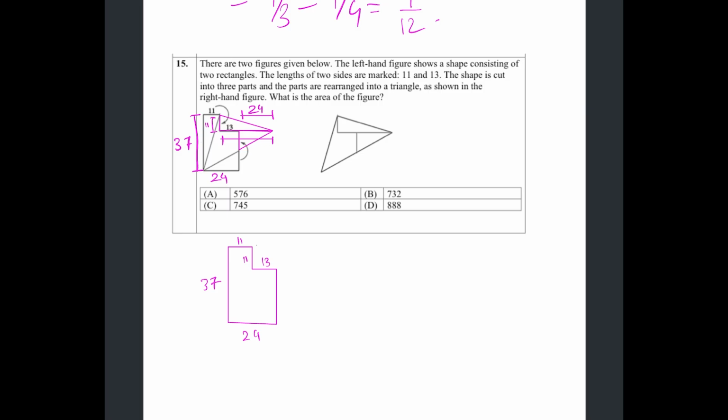So let's find the area. The area is 37 into 24 minus 11 into 13. This missing area, because we're doing the area of this whole rectangle minus this small area, which gives us 888 minus 143, which is 745. Option C.